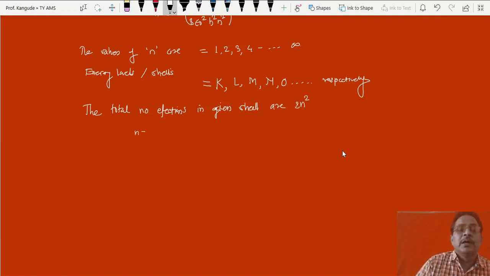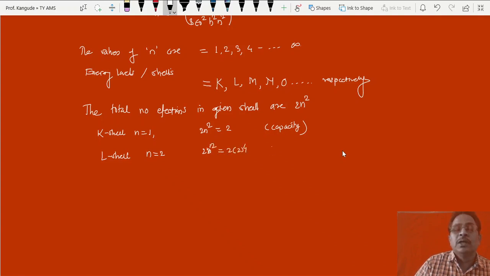So for n equal to 1, 2n square gives me 2 electrons. So this is the occupancy or capacity. 2 is the capacity of the n equal to 1 cell, or K cell. Then for the L cell, how many electrons will I have, because n equal to 2? This formula 2n square gives me 2 into 2 squared, that is 2 into 4, which gives me 8 electrons. So this is the occupancy or capacity of the L cell.